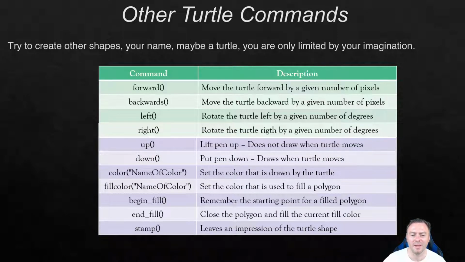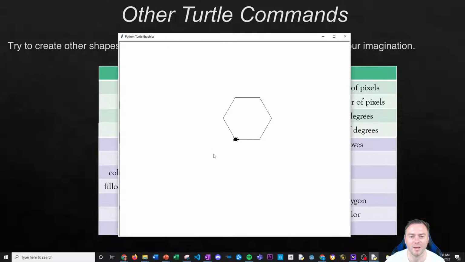So if you do up and down, it actually changes the pen. So you can either make the turtle move and not draw anything. You can then also change the color of the turtle, of the line that's drawn. You can then also fill in polygons. So if you drew that shape and did the fill in color, and then you type in the name of the color inside of a string. So if you say red, you can then say begin fill or end fill. So when it remembers where the starting point is. And then you can also do the stamp, which leaves an impression of the turtle each time.